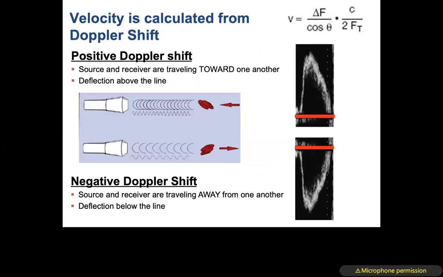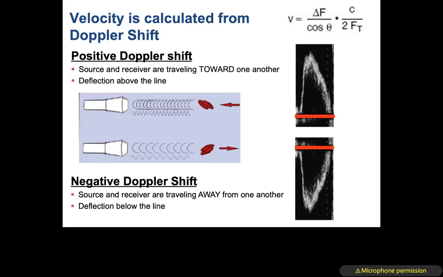So how are we going to use this Doppler shift in ultrasound? We're going to use it to calculate the velocity, and specifically the velocity of blood. We calculate the velocity of blood using this Doppler shift, and the equation is up here in the corner. When we do this, we end up with either a positive Doppler shift or a negative Doppler shift. In my picture, my ultrasound beam is here, and the blood is traveling towards the ultrasound beam. So we are going to end up with a positive Doppler shift.